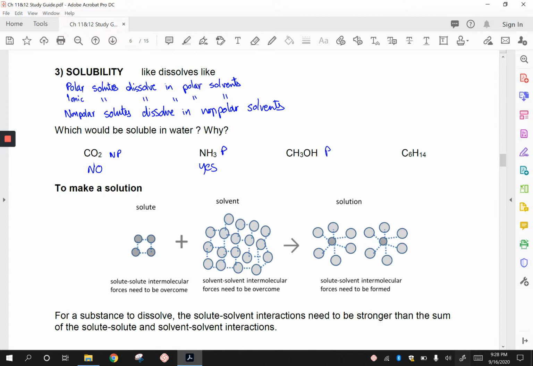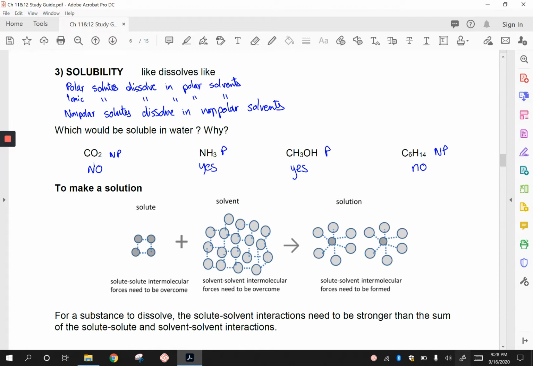Methanol. Methanol is polar, and so yes, it will be soluble in water. Again, for now, we'll just say the interactions between methanol and water are strong. And then this is hexane. Hexane is nonpolar, and so that will not mix with water. You would say the interactions between hexane and water are weak.